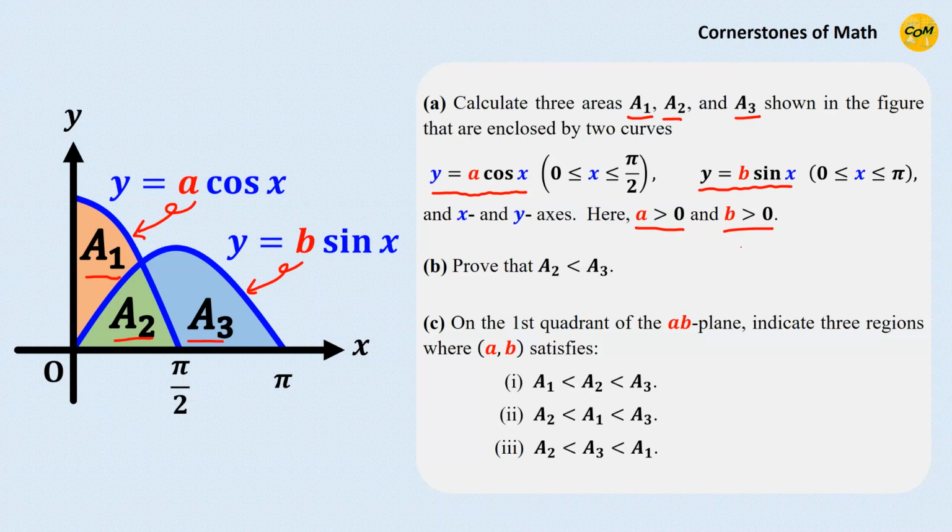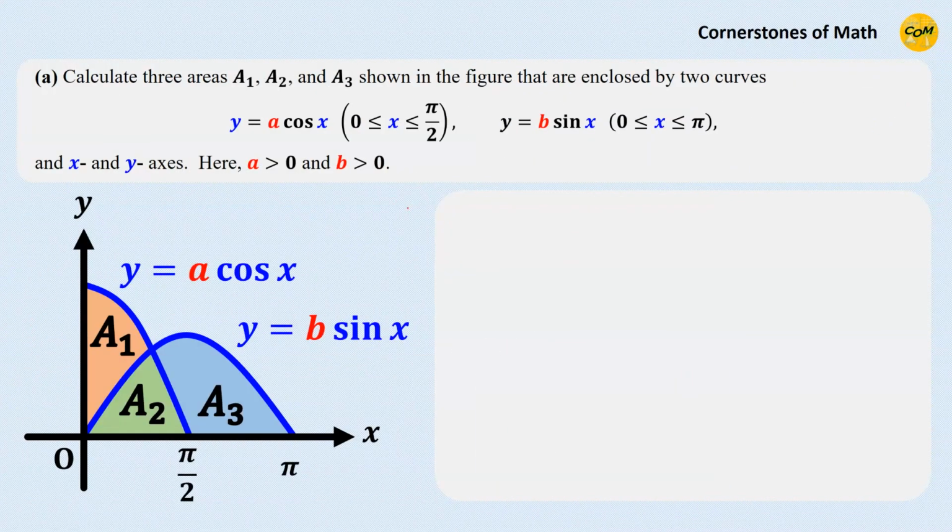The next problem says, prove that area A2 is less than area A3. And the third problem says, on the first quadrant of the AB plane, indicate three regions where point A, B satisfies these conditions. Alright, let's start with the first one.